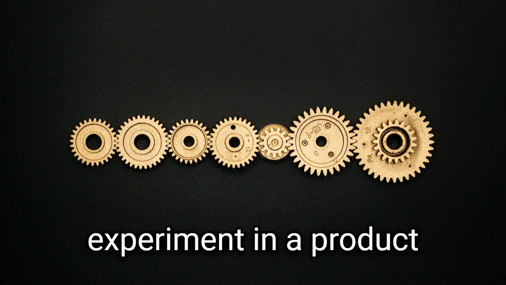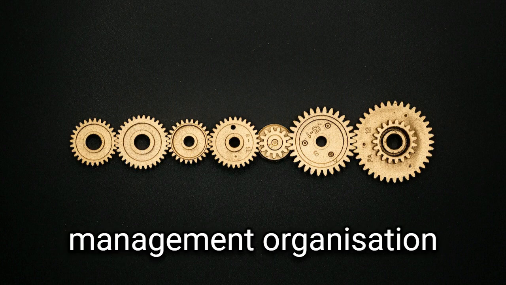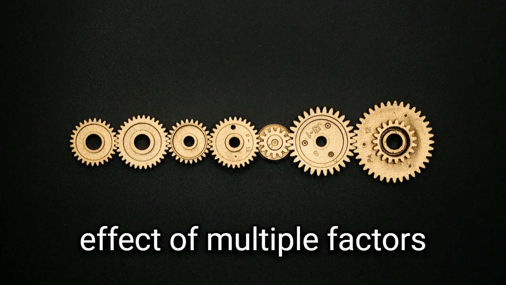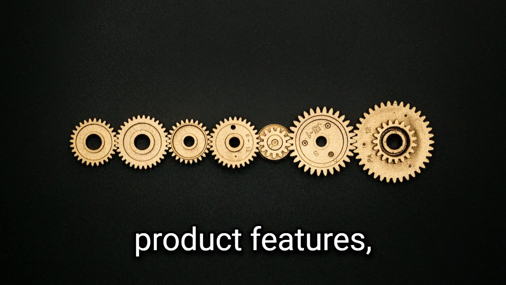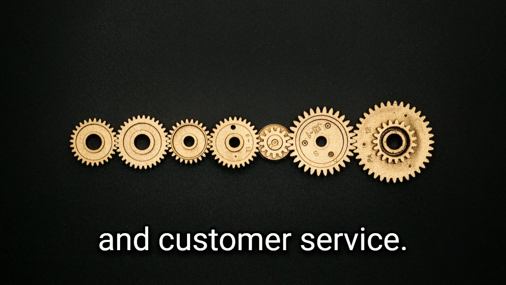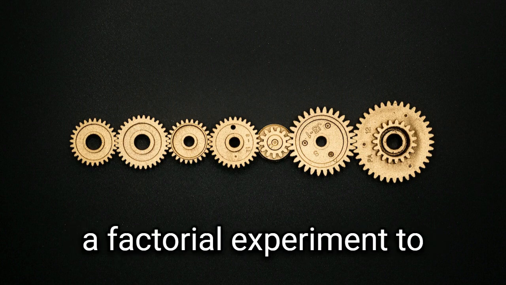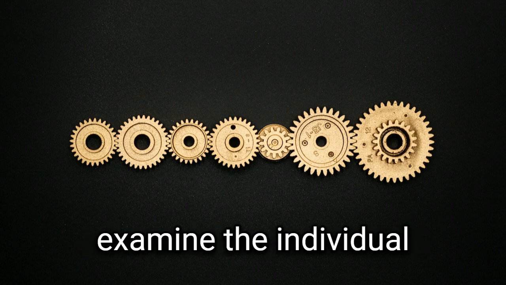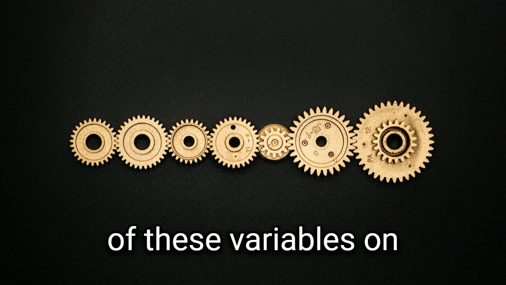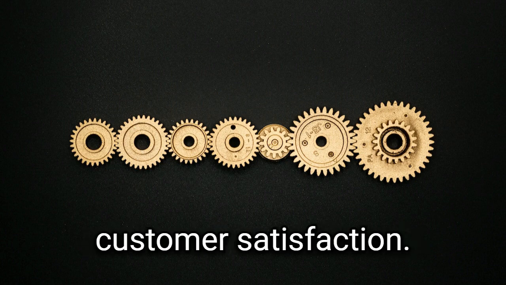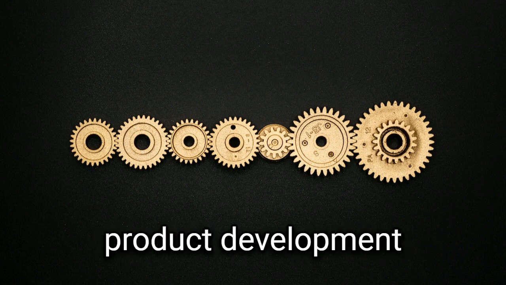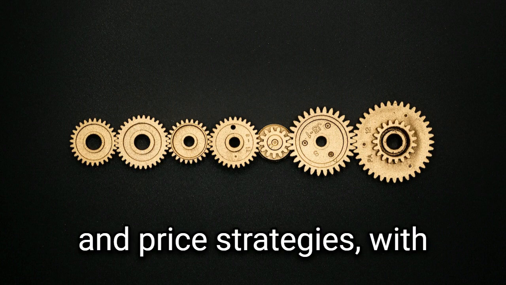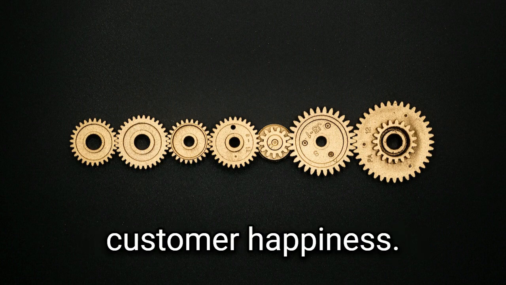An example of a factorial experiment in a product management organization would be determining the effect of multiple factors on customer satisfaction. The criteria may include product features, price, shipping time, and customer service. The group might undertake a factorial experiment to examine the individual and combined effects of these variables on customer satisfaction. The outcomes of the experiment might then be utilized to guide decisions regarding product development and price strategies, with the aim of enhancing customer happiness.